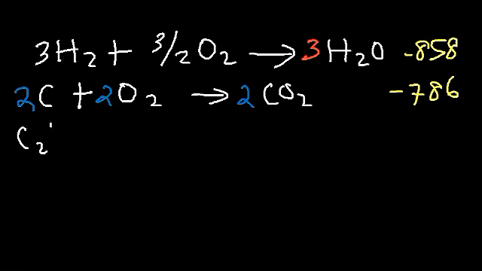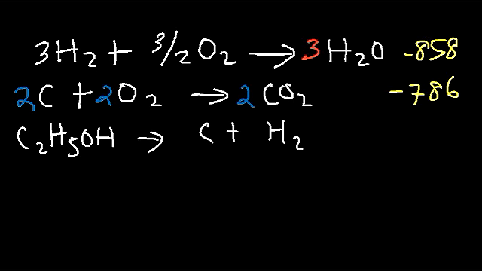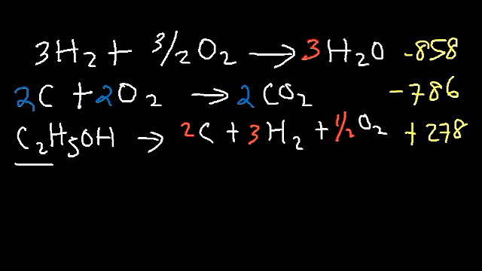Now for the reaction with ethanol, we had to reverse it. So we need ethanol to be on the left side. And on the right side, we have the elements that make up ethanol. That's carbon, hydrogen, and oxygen. The enthalpy of formation for ethanol was negative 278, but because we had to reverse it, it's now going to be positive 278. So what we're going to do is we're going to add these three reactions.